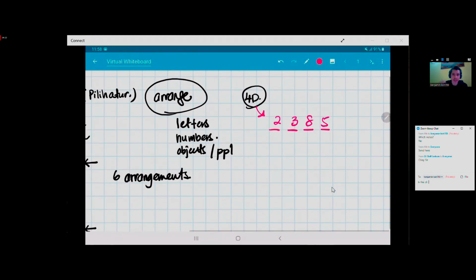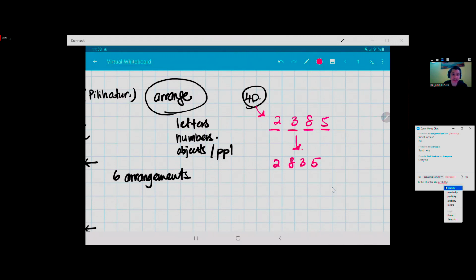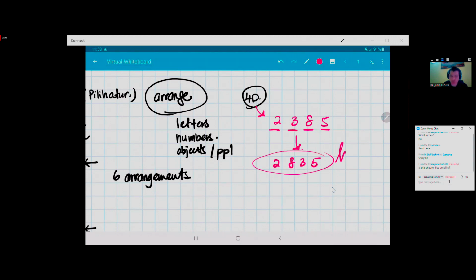So the problem is this: if you bet 2, 3, 8, and 5, and let's say the number that comes out is 2, 8, 3, and 5, same number, right? But actually, this is a different arrangement. So what happened? That means you lose. You don't win.